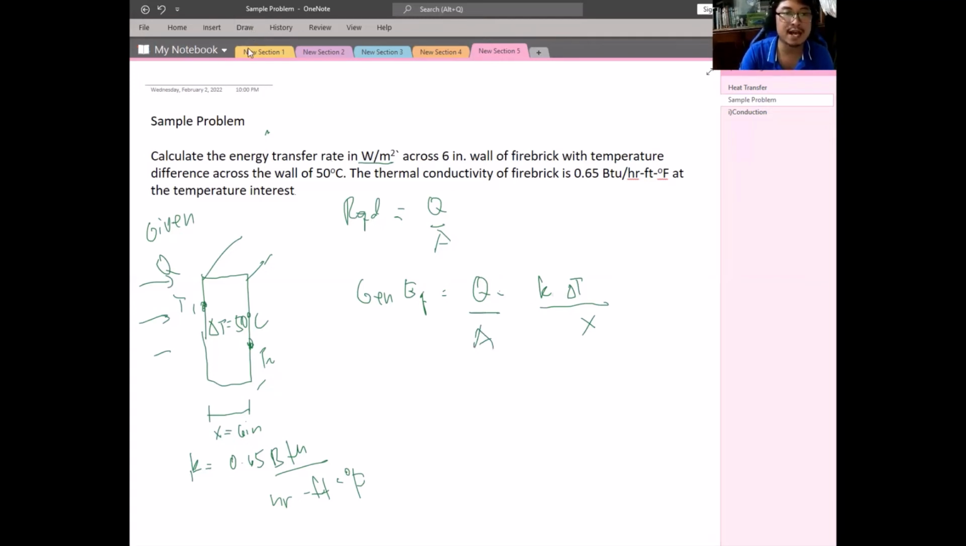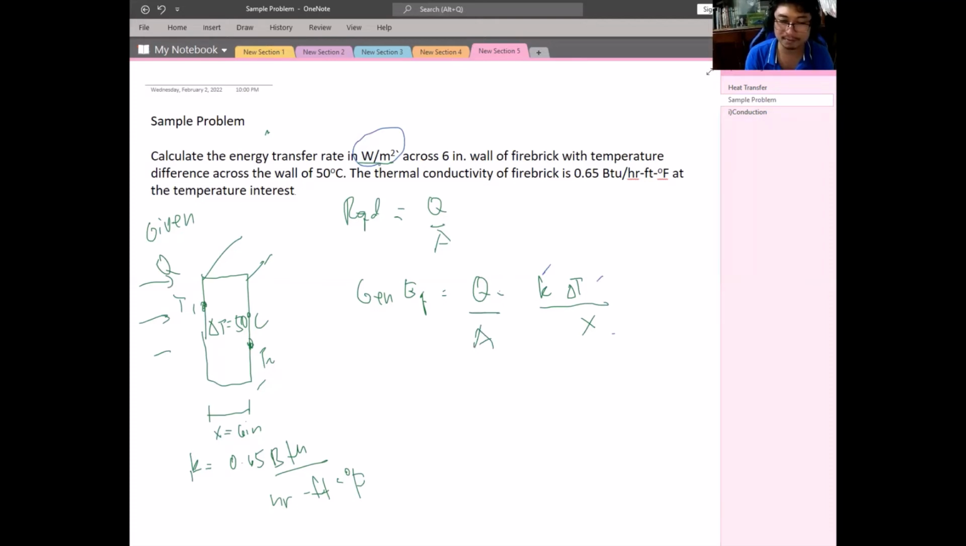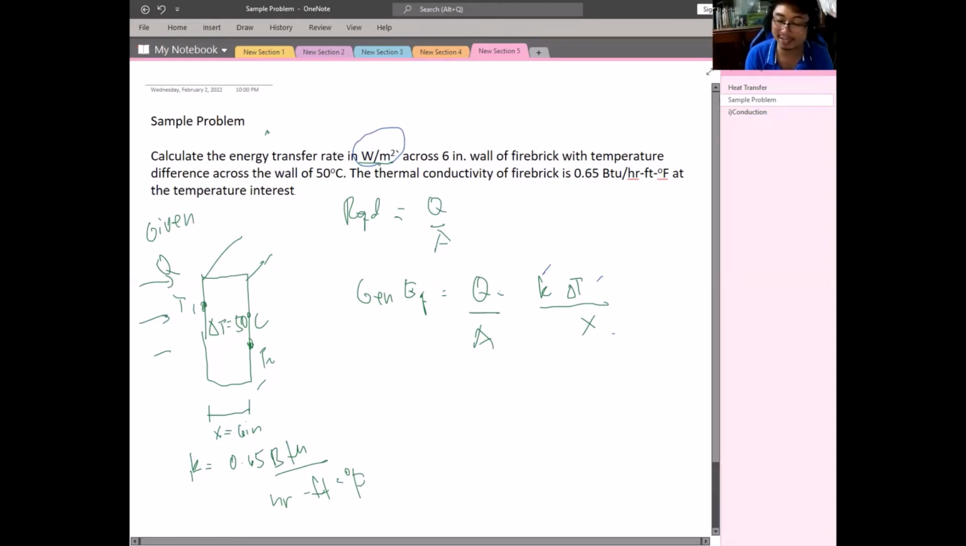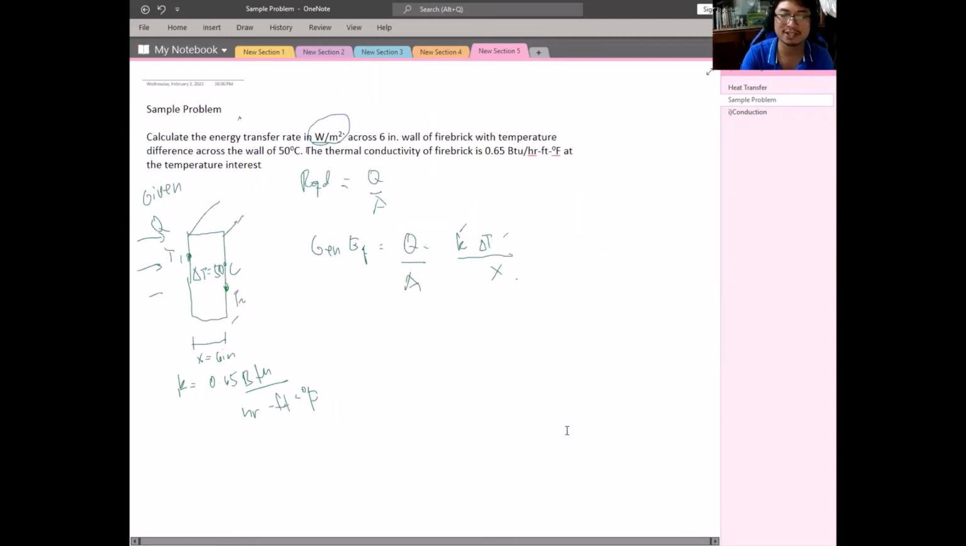So check natin kung given lahat. Given si k, given si delta T, and given si x. Ang problema, magkaiba ng units. Depende sa'yo kung paano approach mo. Ang target natin is to arrive to this unit, so pwedeng i-convert mo muna or pwedeng saka mo na i-convert. Gawin ko muna ng English, tapos yung final answer, convert ko na ng SI. Okay? So, let's proceed.